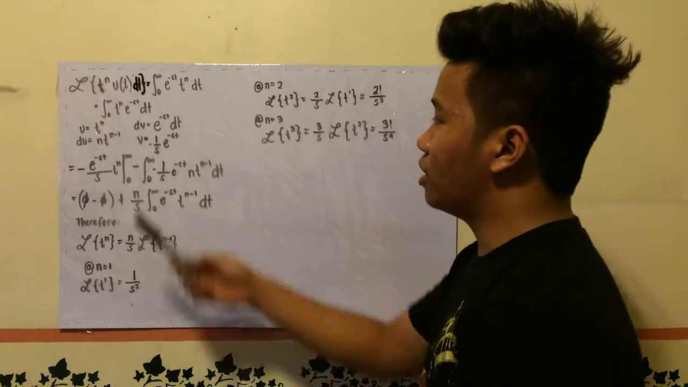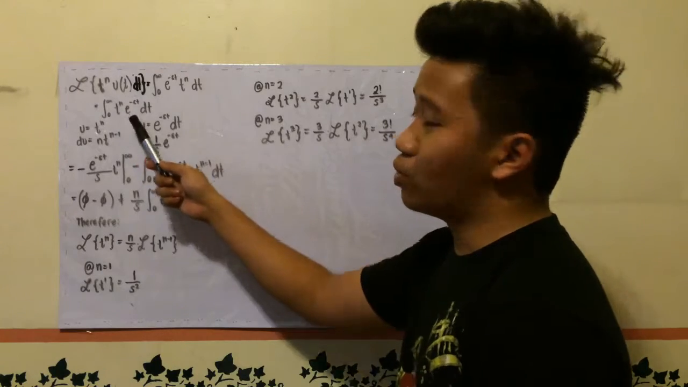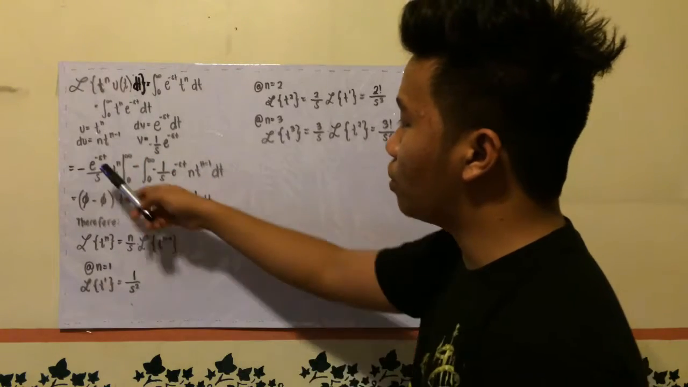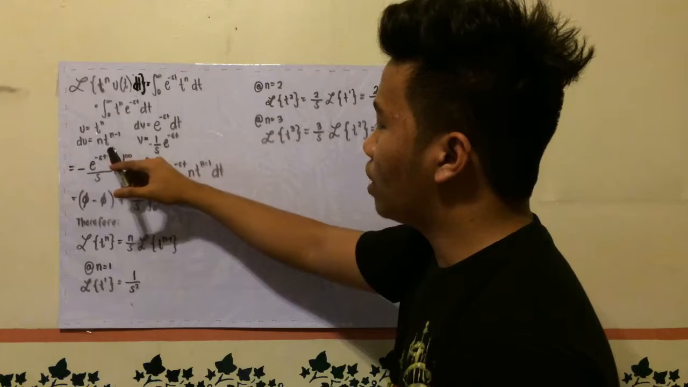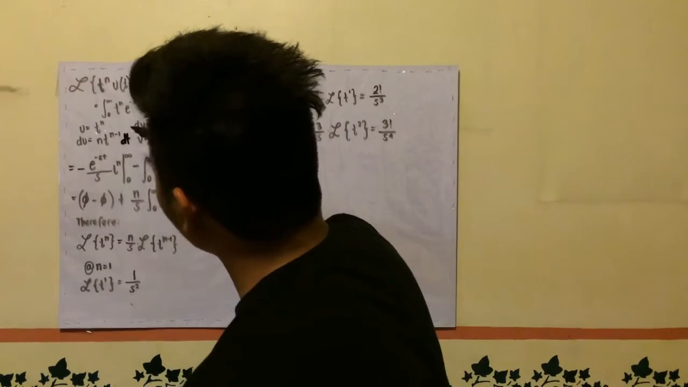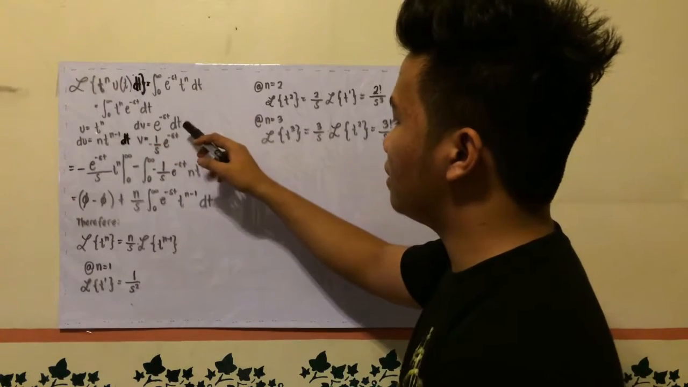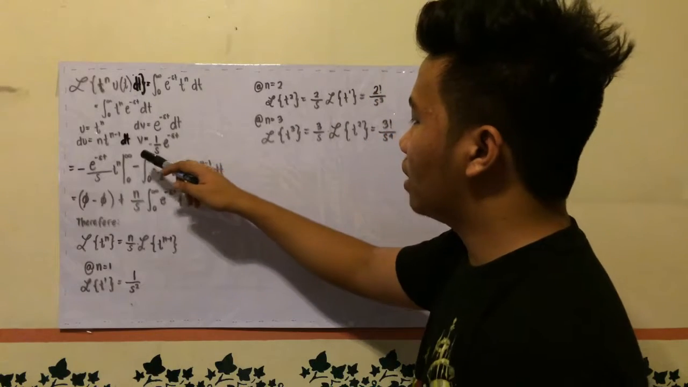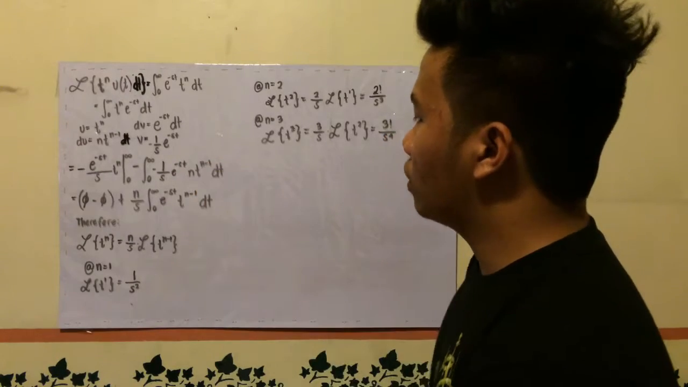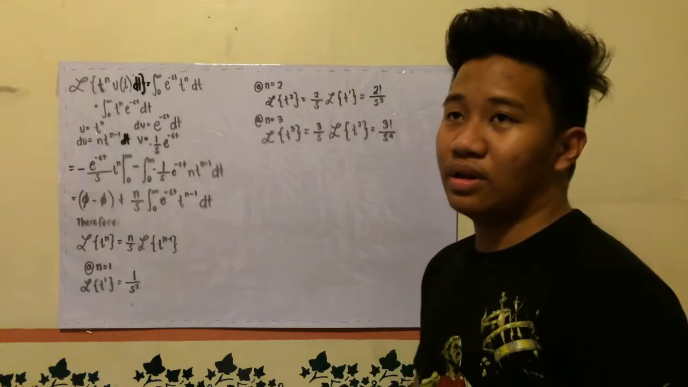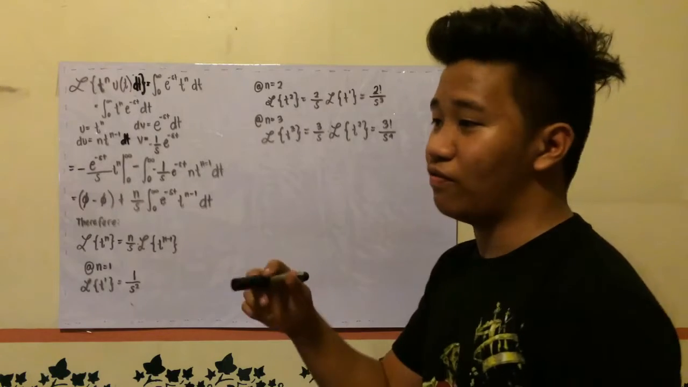As you can see in this equation, we can solve it using integration by parts. So we set our u as equal to t raised to n, and the derivative of t raised to n is n t raised to n minus 1 dt. So dv is equivalent to e raised to negative st dt. If we integrate it, we get the value of v as equal to negative 1 over s times e raised to negative st. So using the equation of integration by parts, which is uv minus the integration of v du.